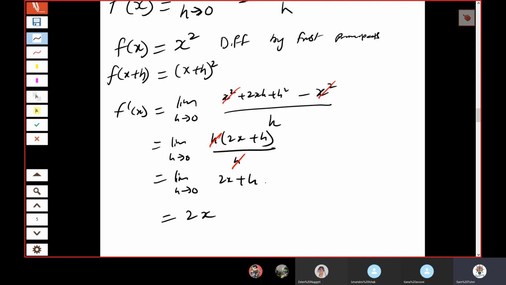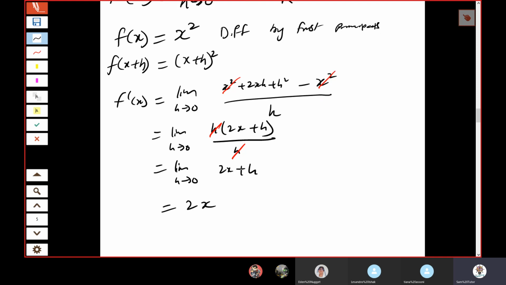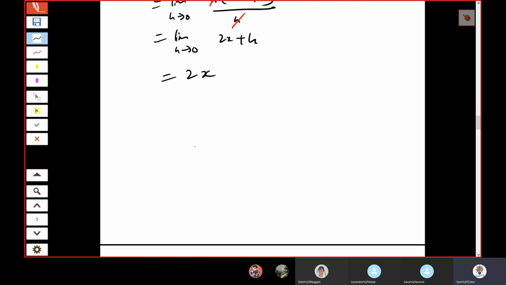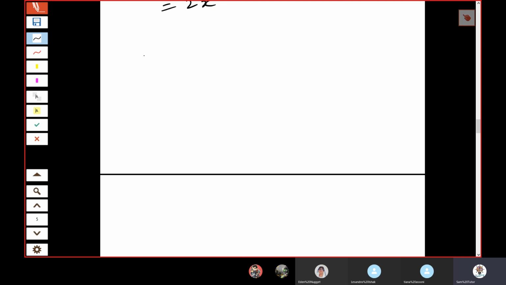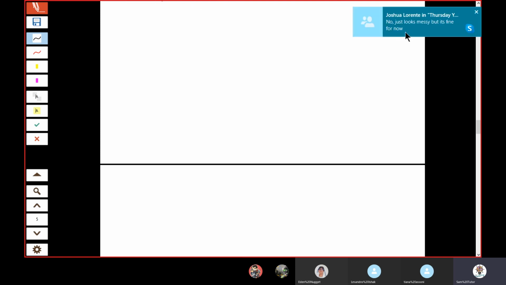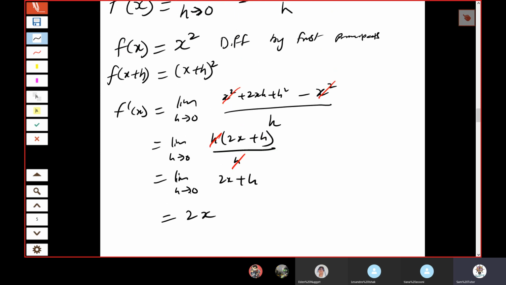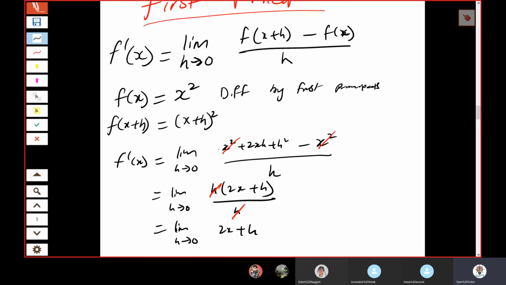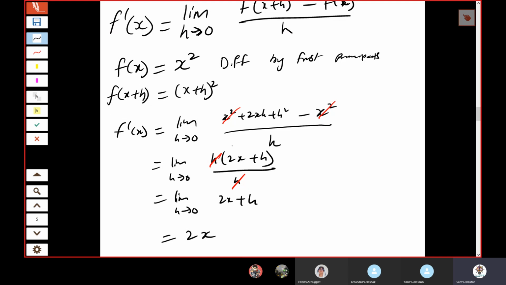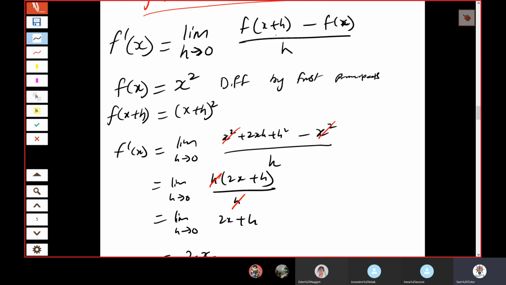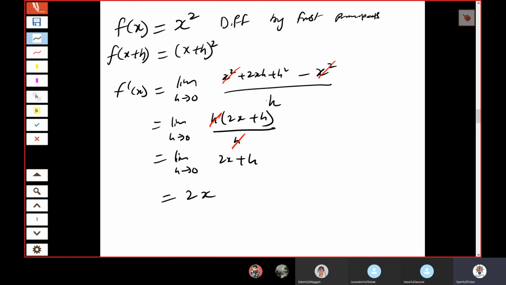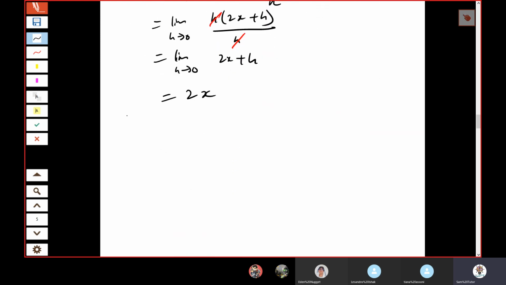Okay. Let's do a harder one. No, it just looks messy, but it's fine for now. It's not really messy, actually. As long as you know the formula, you're more just substituting in and then just doing algebra. But yeah, it might look messy because you've got to keep writing the limits and whatnot. But let's try another one.